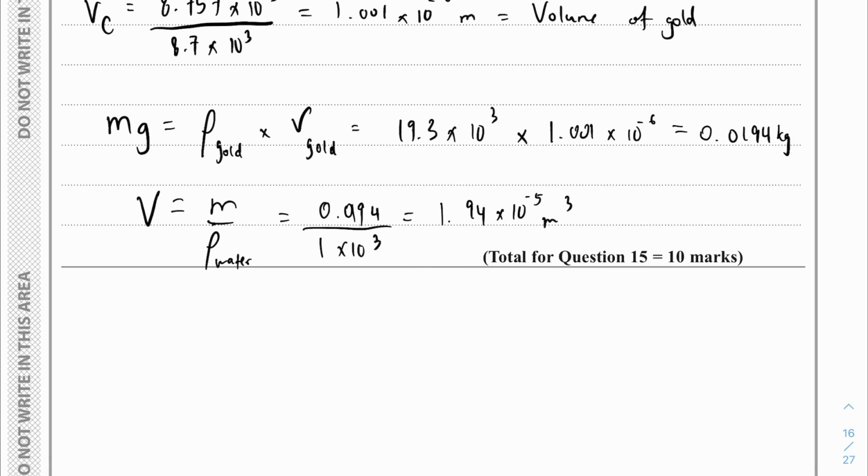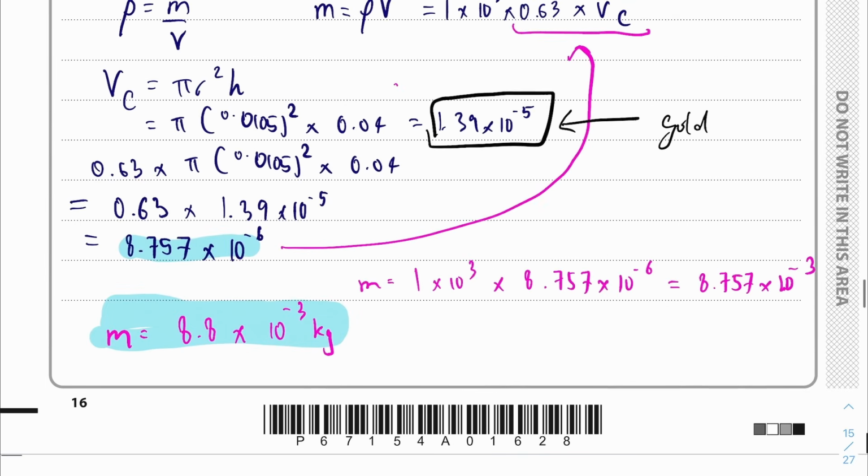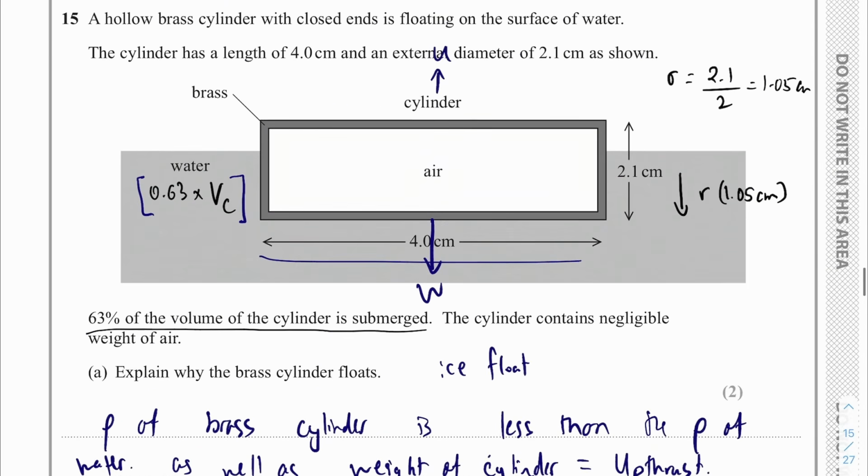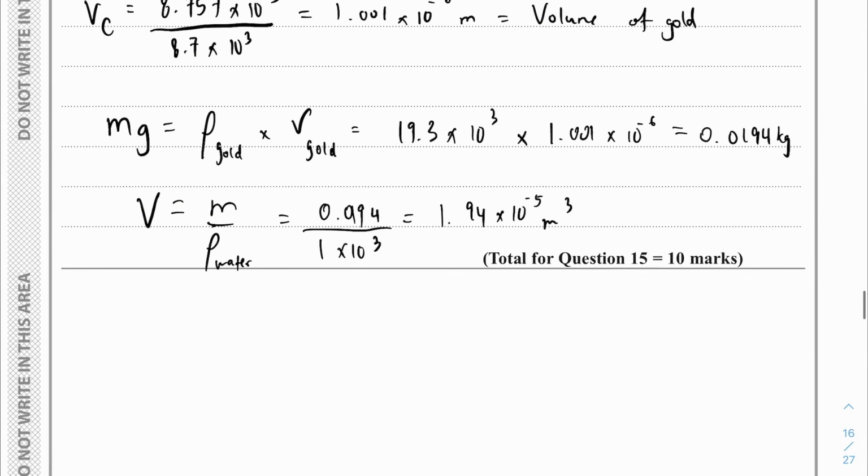So let's compare the values. This is the value we got, 1.39. That's the volume that's allowed to be submerged. This is the volume that we can have that is not submerged, but this is the volume of cylinder that is allowed so that the cylinder floats. And this volume is greater. That means what?